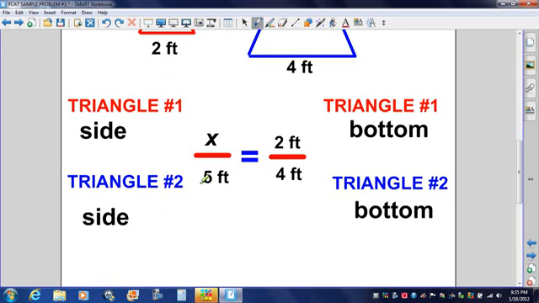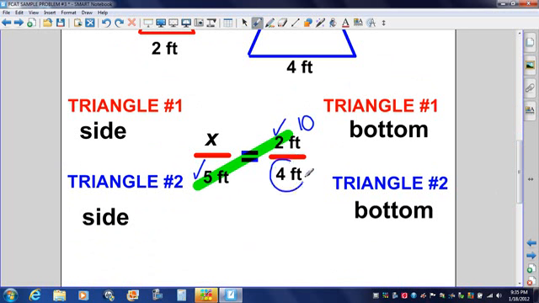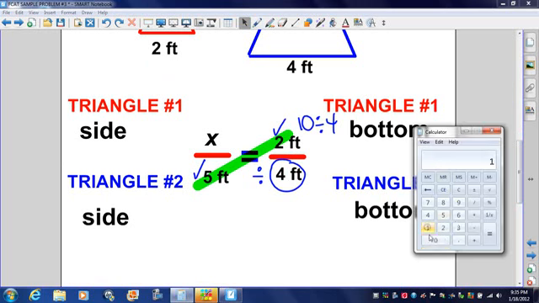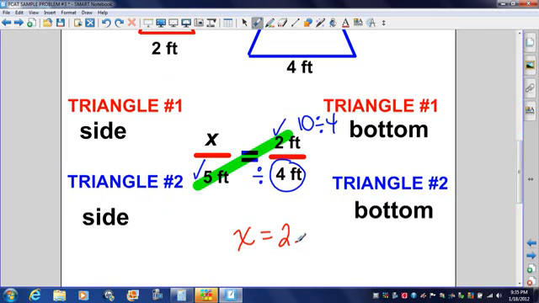To solve a proportion, I'm going to cross multiply. 5 times 2 is going to give me 10. I've used this number, I've used this number. The only number I have not used is 4. So I'm going to divide by 4. So that means I'm going to do 10 divided by 4. Handy dandy calculator, 10 divided by 4, it's going to give me 2.5. X is going to equal 2.5.